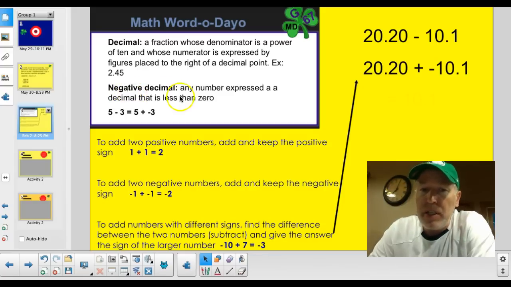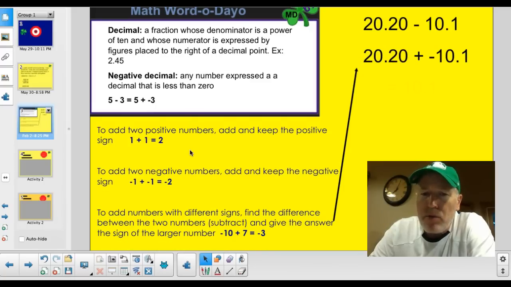A negative decimal is any number expressed as a decimal that is less than 0. All right? Negative $3,200 and something dollars I owe, that's 29 cents. That was a negative decimal. I think it's also important that you remember that 5 minus 3 is the same as 5 plus a negative 3. I'll be using this a number of times tonight. It's really important you understand why those two things are the same. If you don't, stop, draw the number line, and do it yourself. You'll see that they are identical.